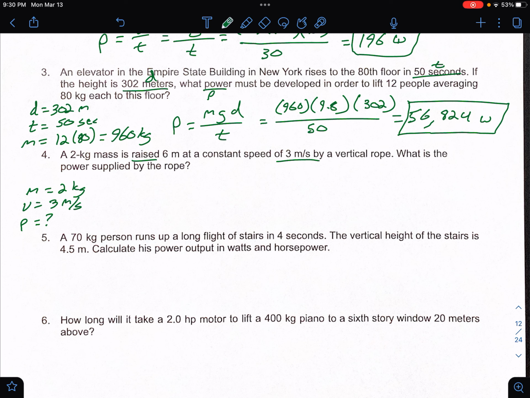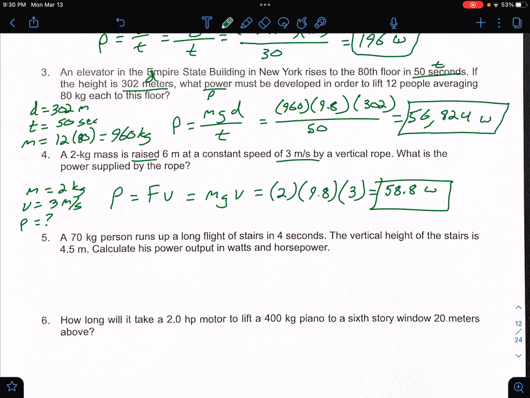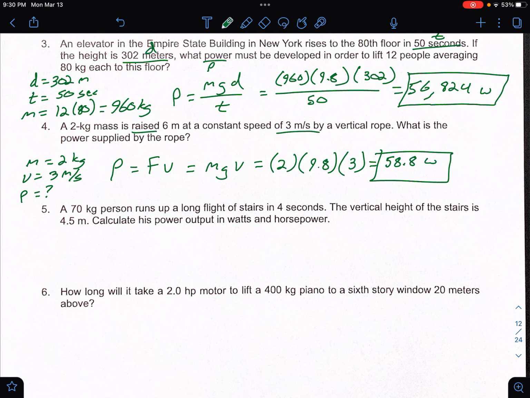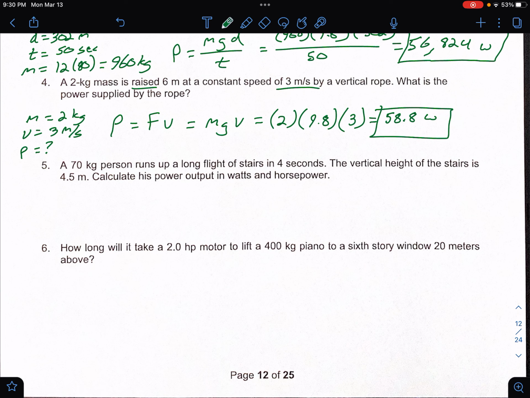Remember we talked about power can also equal force times velocity. I know a velocity. My force is, since I'm lifting something, remember force equals mass times gravity, times velocity. So we take that mass, which is 2, times gravity, which is 9.8, and multiply it by my velocity of 3 meters per second. That'll come out to be 58.8 watts. We're just showing you all the different power equations you can use. This is why it helps to label things so you can figure out what you can use.